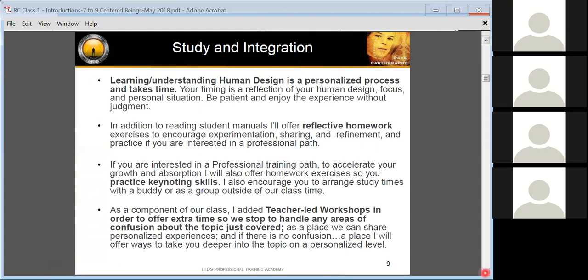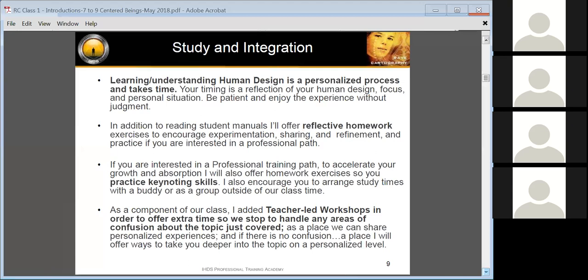And by the way, in our workshop on centers, I will bring in, if everybody wants to, it depends on all the questions, that's when I kind of get into that kind of stuff. I was going to set up an opportunity for me to show you transits and how you can use them to deepen your experience of knowing your centers. So I am doing a little bit of that. Again, if you're interested in professional training paths, then to accelerate your growth, keep exercising your practice of keynoting.